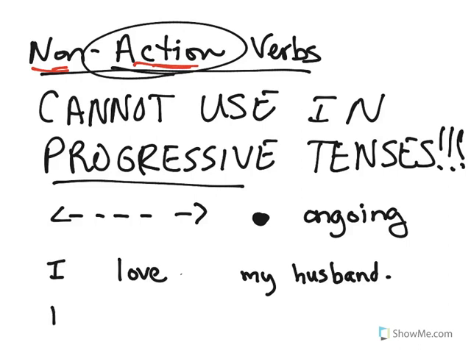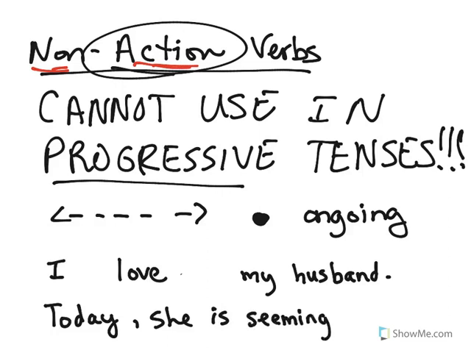So for example, if I say today, she is seeming sad. Nope. Seem is a linking verb. Seem is a non-action verb, so I cannot use it in the progressive tense, even though I have my time word today that I usually use with present progressive. I have to use the simple present tense form. She seems sad. Today she seems sad.